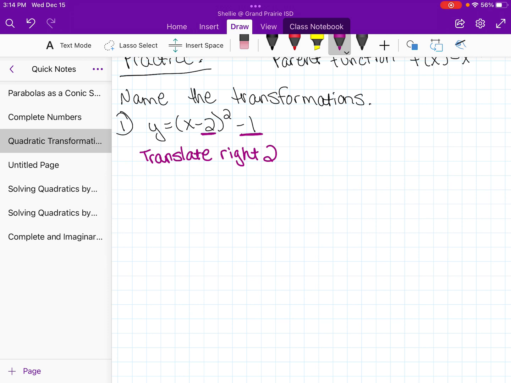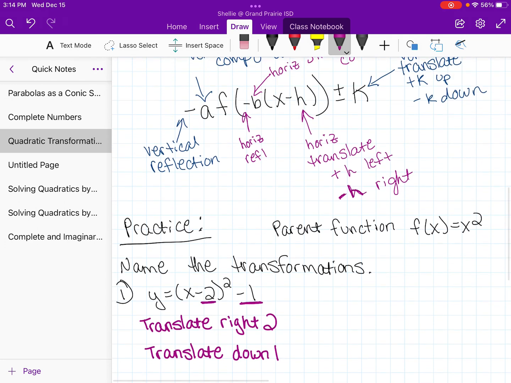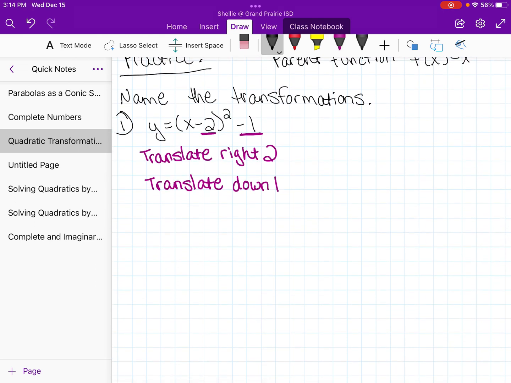And then here, for that minus 1 that's on the end there, it's not in parentheses, so it's going to be vertical. And I would translate down 1, because that's a minus 1. So if you go back to our notes here, when I have this minus k on the end like this, that means I actually go down. So those would be my transformations for that example.